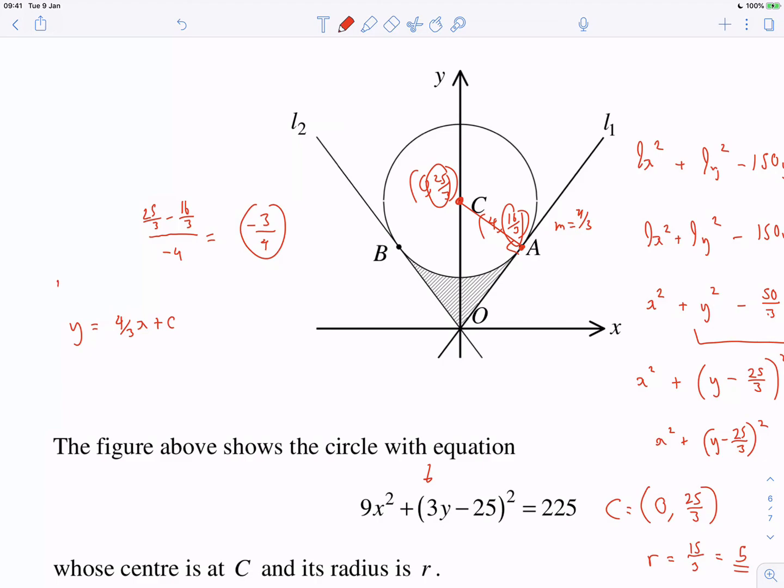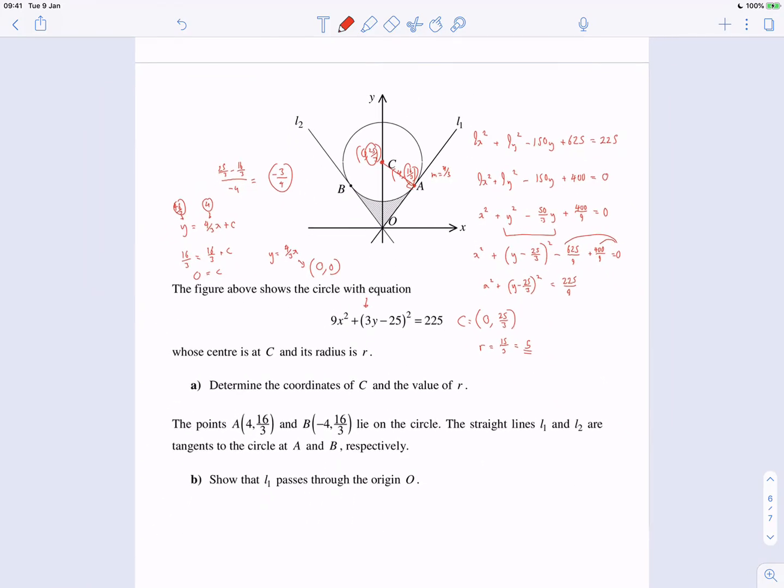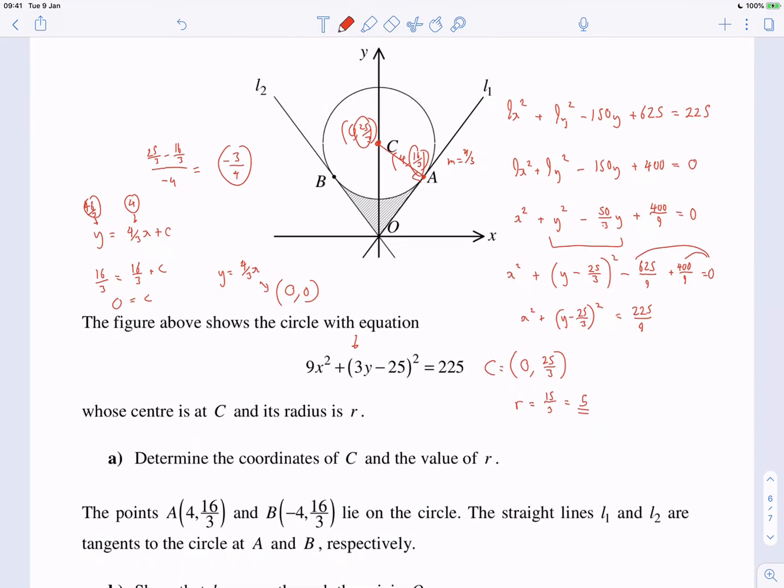But I know at that point when x is 4, y is 16 over 3. So when I substitute those points in, I'll get 16 over 3 equals 4/3 of 4, which is 16/3, plus a constant. Clearly the constant is 0, so that means the equation of that tangent line is y equals 4/3 x, and indeed that will go through the origin when x is 0 and y is 0.